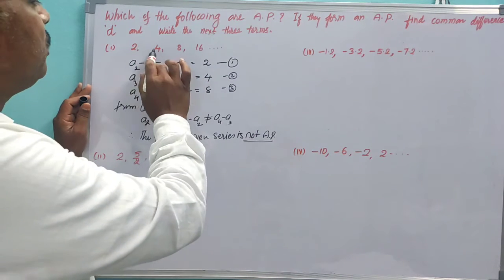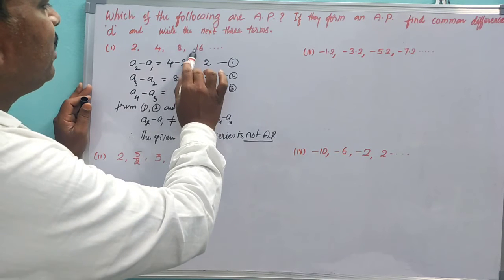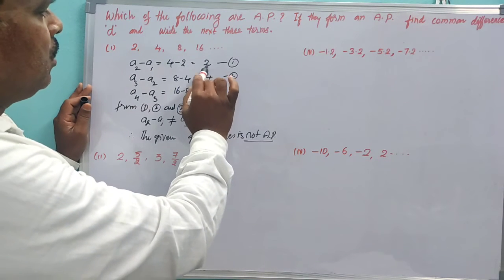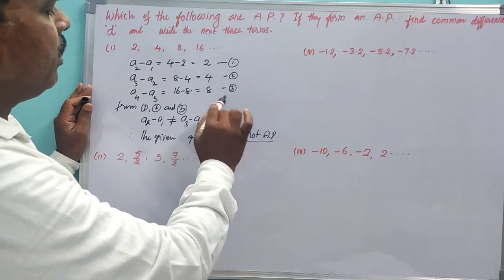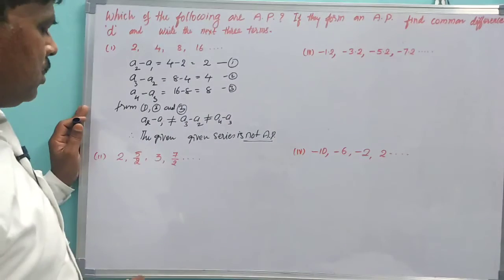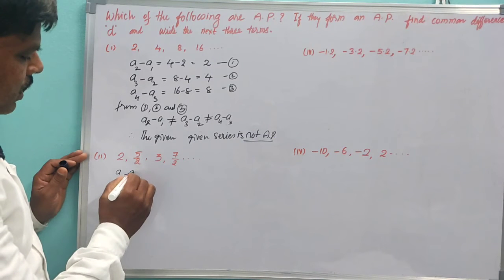So the difference between these two is 2, the difference between these two is 4, and the difference between these two is 8. So there is no common difference. The difference between two consecutive numbers is different. Therefore this is not an arithmetic progression. Now see this, okay. So a2 minus a1.